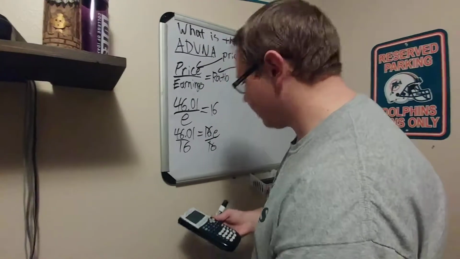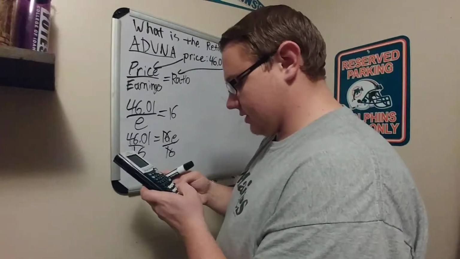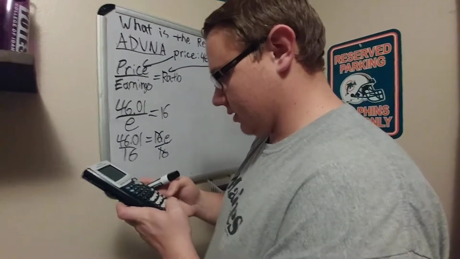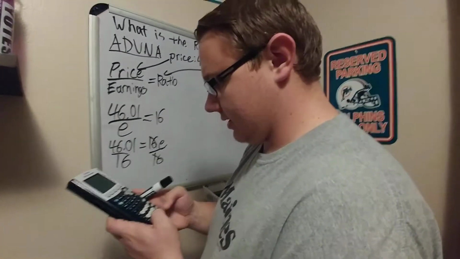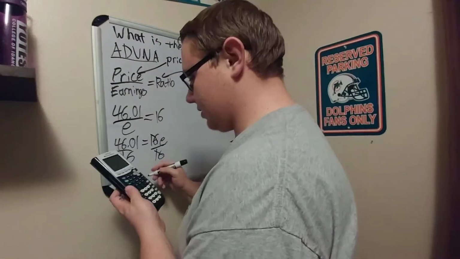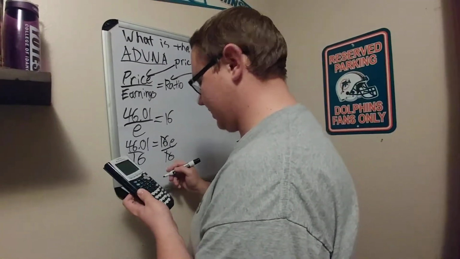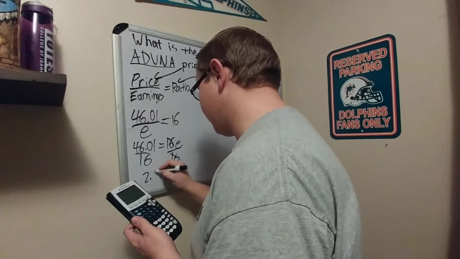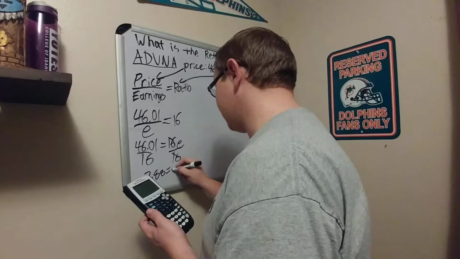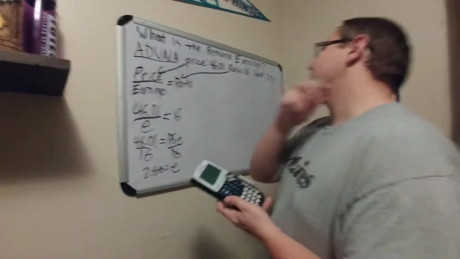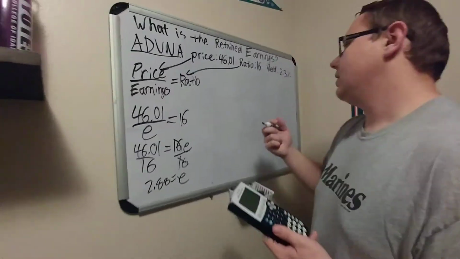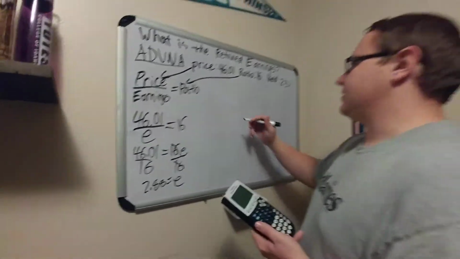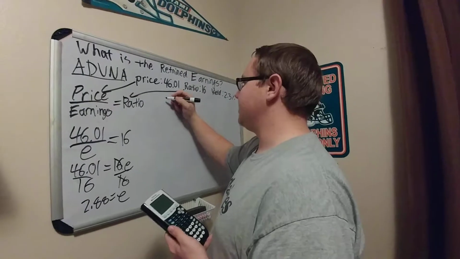And this is what we're going to put into our calculator. So let me get my calculator out. 46.01 divided by 16, that is 2.88. All right, 2.88 equals E. Okay, so that's our earnings. We're going to hold on to that.